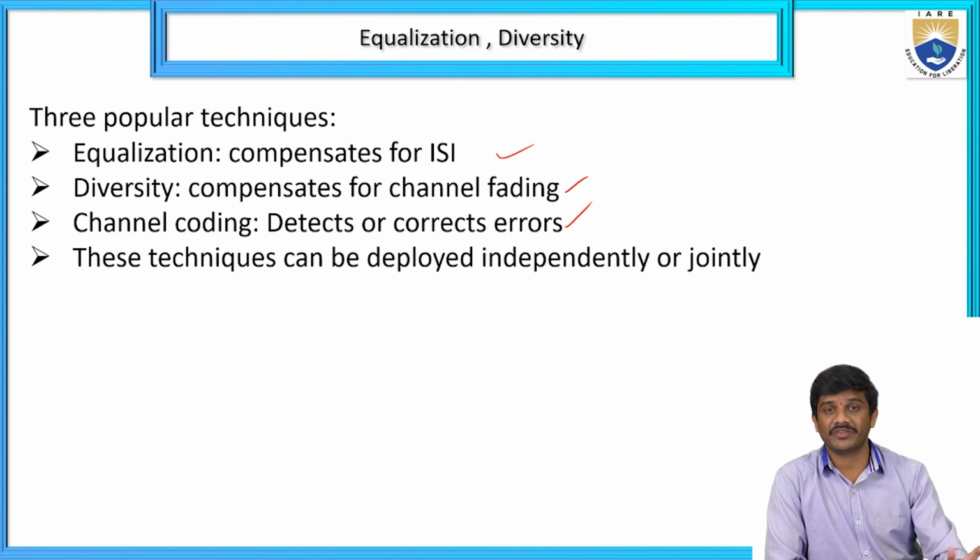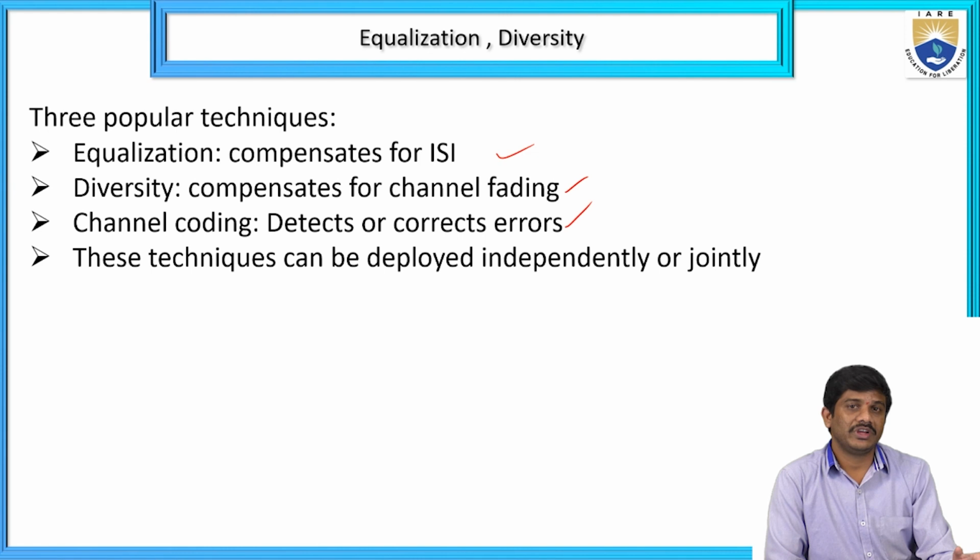We can overcome the propagation problems by equalization, diversity and also channel coding. And there is another way: without equalization, diversity and channel coding, we can also improve the signal performance by increasing the transmitted power. But without increasing the transmitted power, we can go with equalization, diversity and also channel coding.